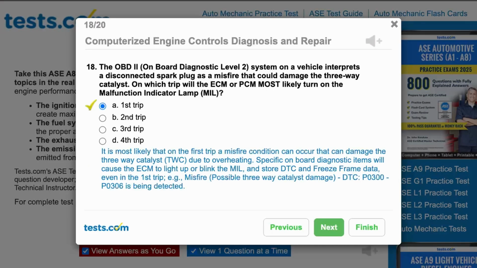A. First trip. It is most likely that on the first trip a misfire condition can occur that can damage the three-way catalyst, TWC, due to overheating. Specific onboard diagnostic items will cause the ECM to light up or blink the MIL, the malfunction indicator lamp, and store DTC and freeze frame data, even in the first trip, e.g. misfire, possible three-way catalyst damage. DTC P0300, P0306 is being detected.